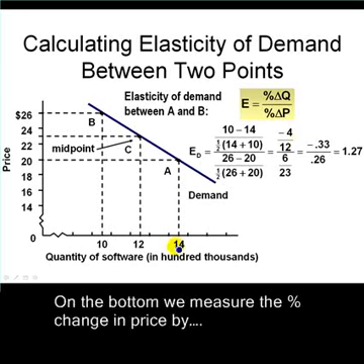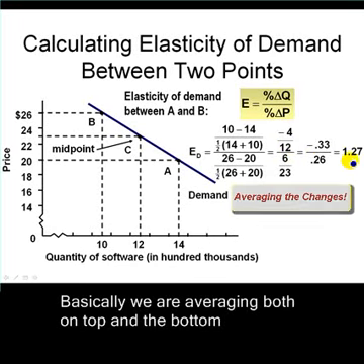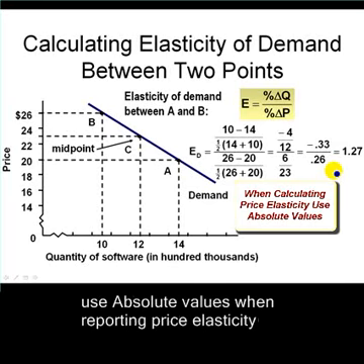And then we just follow the same thing. At 10 units, the price was $26. That's our price right there. At 14 units, price was $20. So 20 minus 26. And then we add the two prices together and divide by 2. Basically, we're averaging on the top and on the bottom. And then dividing the two gives us negative 1.27. However, in elasticity, we always use the absolute value, or we always use positive numbers.